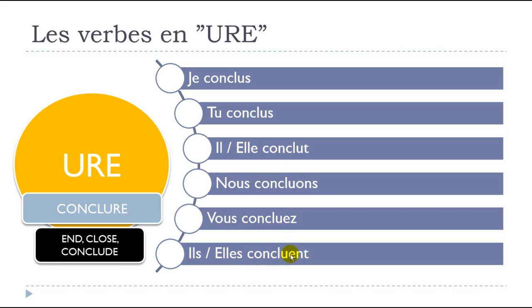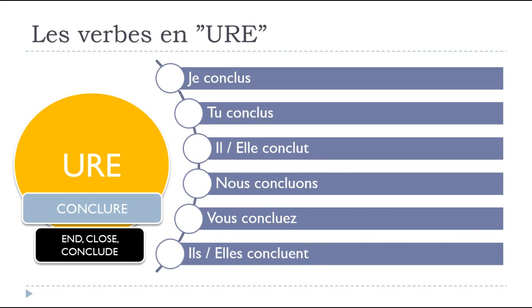Keep in mind that even if you put this final ENT, so the ending, you don't pronounce it. So phonetically, you get conclu. So je conclus, tu conclus, il conclut, elle conclut, nous concluons, vous concluez, il conclut, elle conclut.